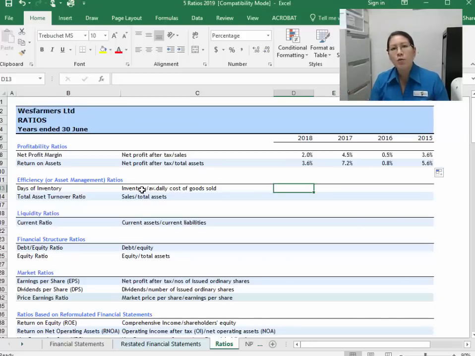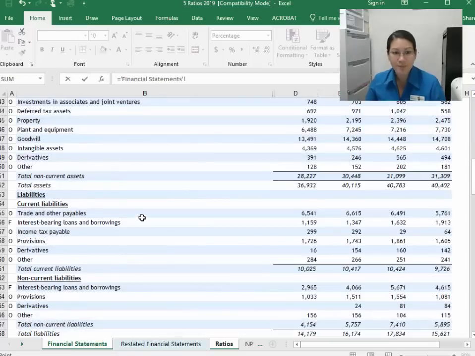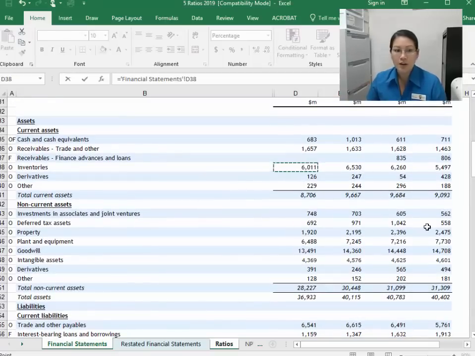So even if your firm is a service firm, you still may have inventory, so you may still be able to calculate this. But if it doesn't, then you need to talk about in your Word document why you can't calculate it and give explanations for that. So if you don't have inventory, you can't calculate it, write about that in your assignment. If you do have inventory, go to your balance sheet and start linking. So here's my inventories, and I want to divide it by the average cost of goods sold.